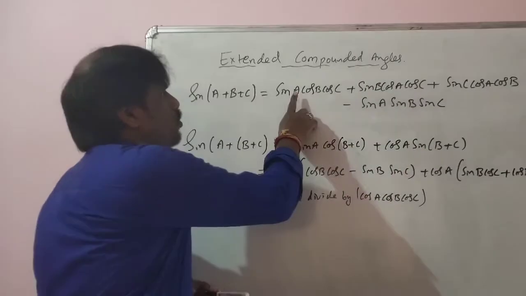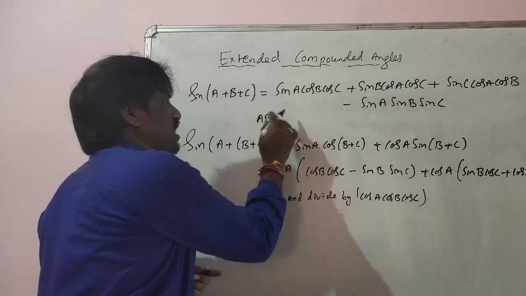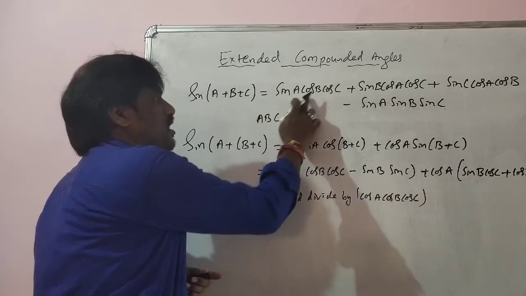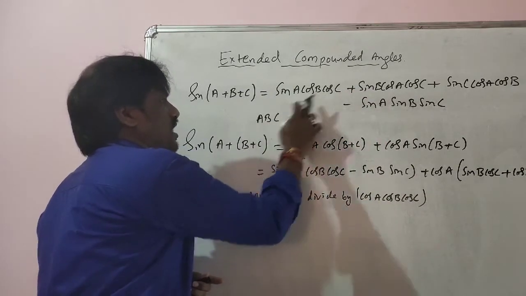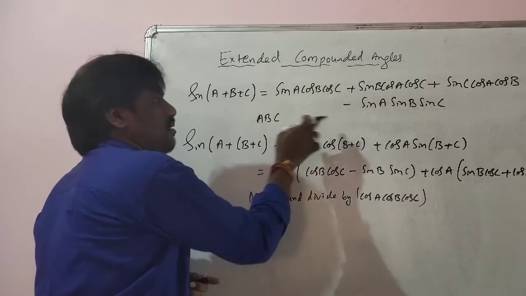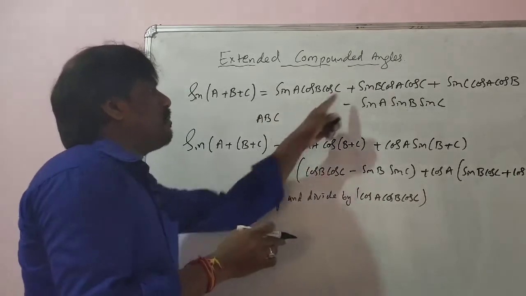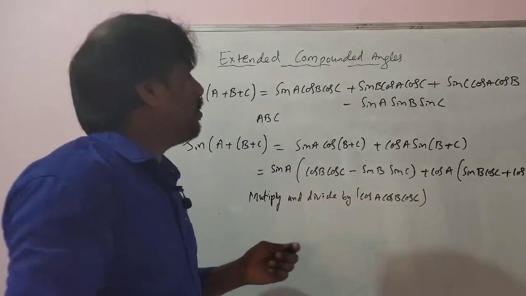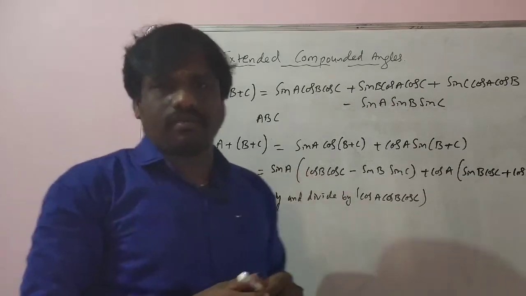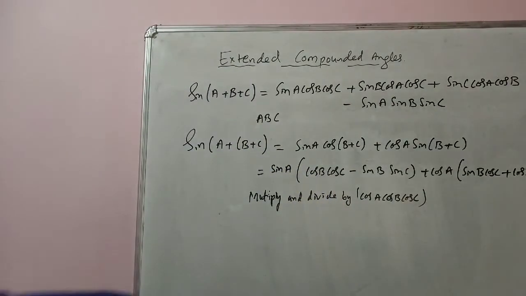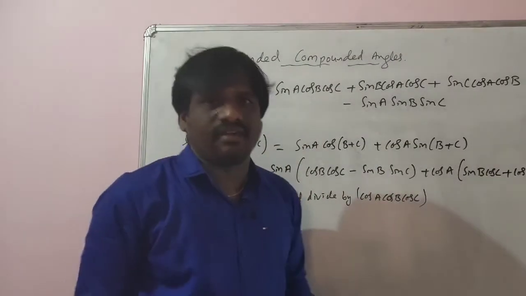You can see that we have a, b, c here. Sin a first, next cos b cos c; next sin b first, next cos a cos c; plus sin c first, then cos b cos a. You can take the multiplication in any order, no problem. Minus sin a sin b sin c. This is the formula of sin of a plus b plus c. This is the extended one, purely advanced level.